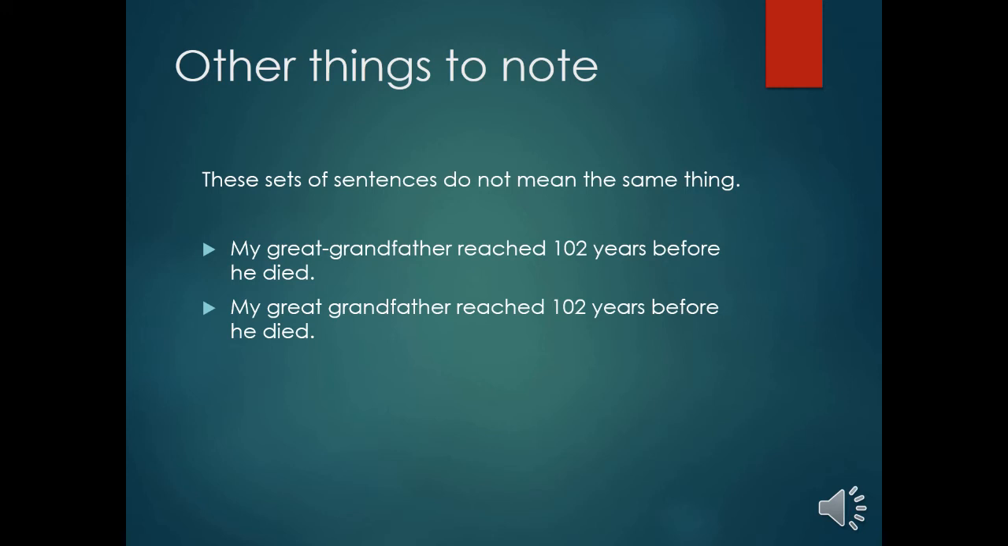What about the second sentence? My great grandfather reached 102 years before he died. In this case, you are referring to your grandfather, not your great-grandfather, but that your grandfather was great. So while the first sentence is talking about your great-grandfather, the second sentence is talking about your grandfather who was great.